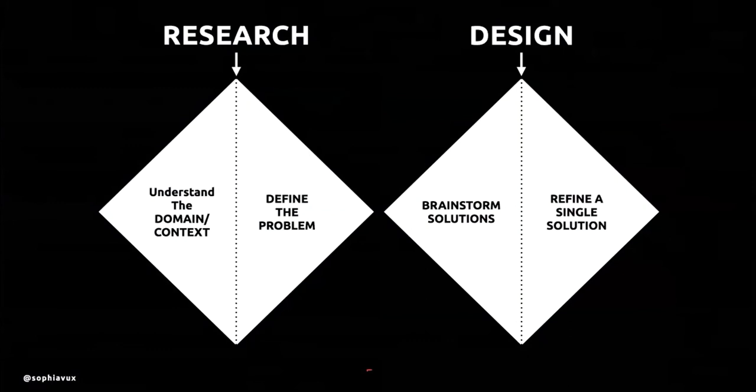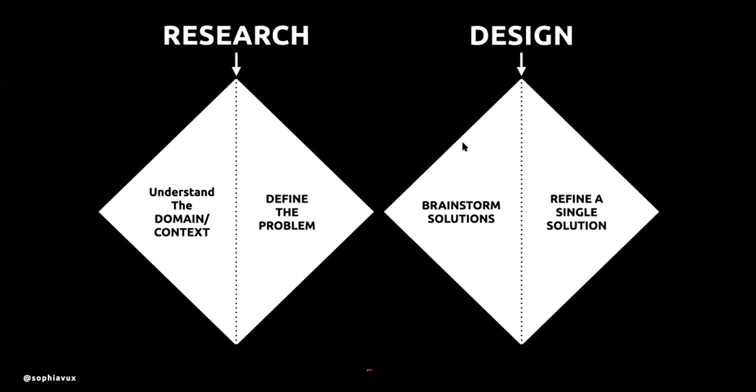So you have your research diamond and you have your design diamond. If you've never seen this before, it's basically this idea of diverging on research, so understanding the domain and the context, converging down to define the problem. Then once you've defined the problem, you start brainstorming solutions, you diverge, you come up with a lot of different solutions, and then you refine down to a single solution. And what magic happens in between? This has always been the mystery.